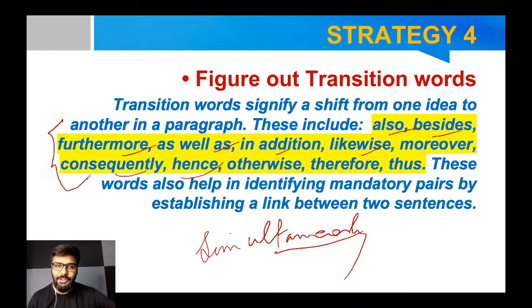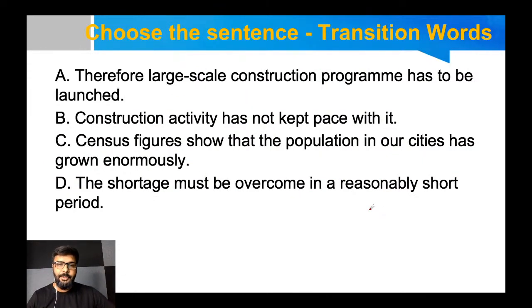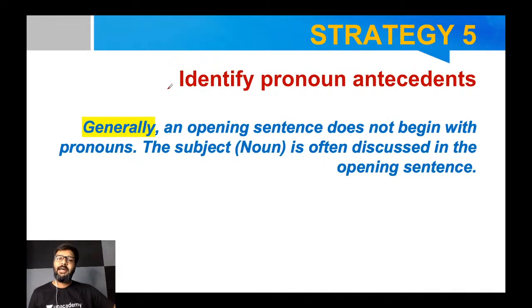No, but these make sense to you when you again develop your comprehension. But you can look for these words to develop accuracy. These words also help in identifying mandatory pairs by establishing a link between two sentences. Okay? Like, yahan pe kaun sa tha? Therefore, large construction program has to be launched. We know that ye se to start nahi hoga. Iske saath mein dusra kuch aayega. Transition words. Now, strategy number 5, which again works a lot, which says identifying pronoun antecedents.